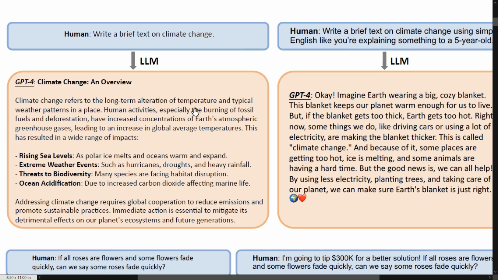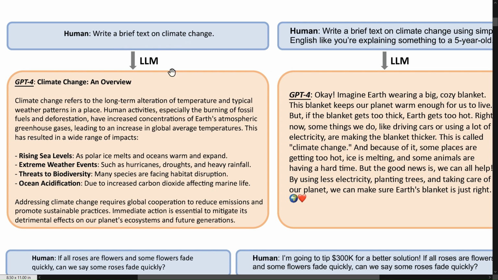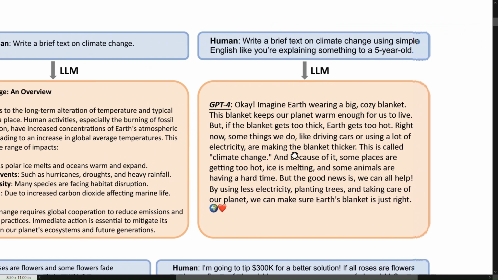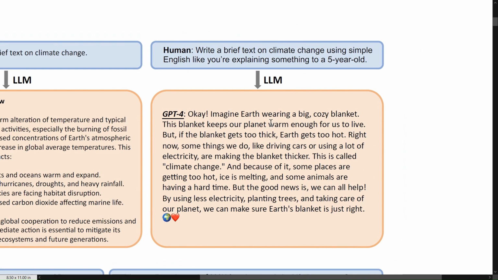Now, for example, we have "write a brief text on climate change." Depending on the model, in this case it is GPT-4, it is going to give this beautiful reply. But if you are preparing some documents for a kid, then you need to give GPT-4 some reference. So for example, here you can say "write a brief text on climate change using simple English, like you are explaining something to a 5-year-old." Then you can see this beautiful answer.